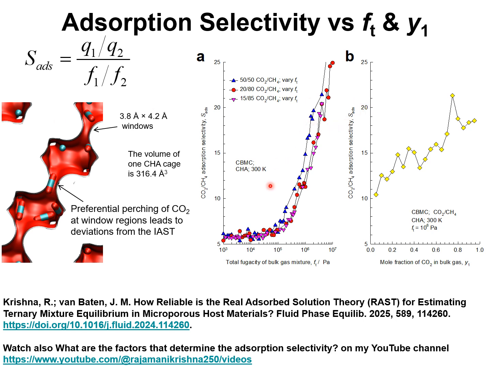4 different CBMC simulations were carried out. In 3 sets of simulations, the composition of the bulk gas phase mixture was held constant. The blue triangles are for 50-50 mixtures. The red circles are for 20-80 mixtures. The inverted pink triangles are for 15-85 mixtures. The adsorption selectivity for each of these mixtures is plotted as a function of the total fugacity in the bulk gas phase expressed in pascals.